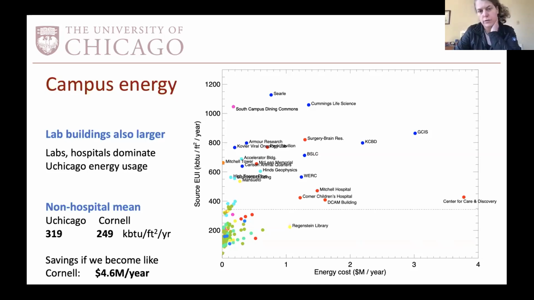Some of those savings are things that students can find. So if we happen to be like Cornell, just to put it in dollar terms, that would be a saving of almost $5 million a year. So figuring out what we can do better is a win-win situation for the university and for people with environmental interests. It's not a conflict. It's in everybody's interest to figure out where these savings opportunities are and implement them. And that's something I think that students can contribute to.